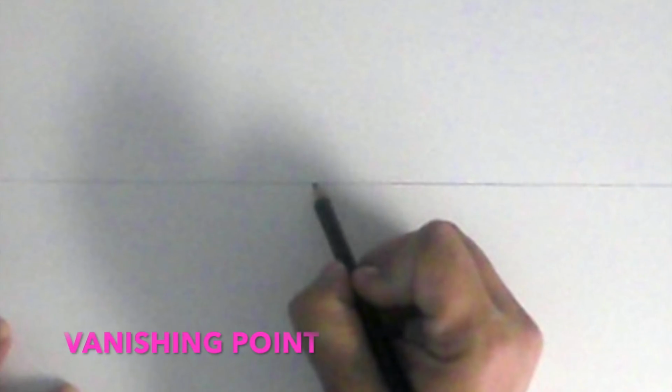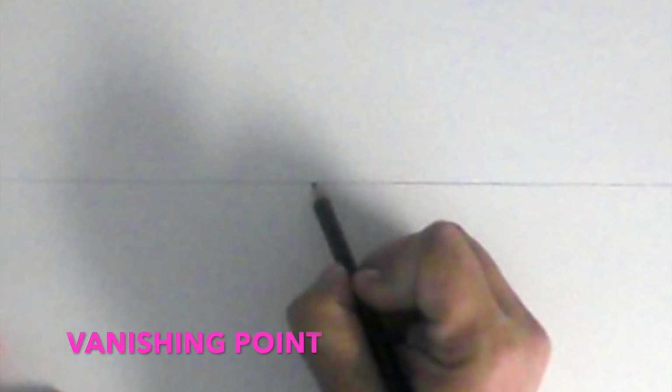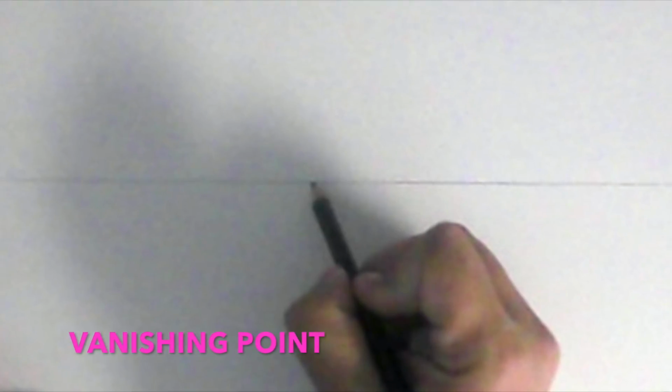Next thing you need to do is put in your vanishing point. A vanishing point is where all objects are going to disappear. The vanishing point should go in the middle of your horizon line.